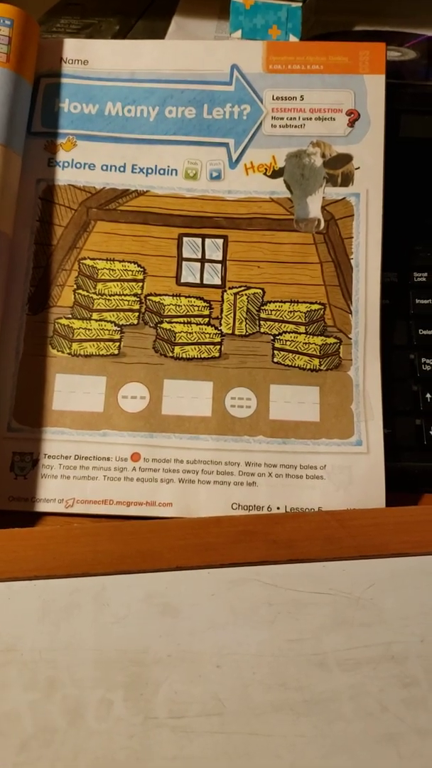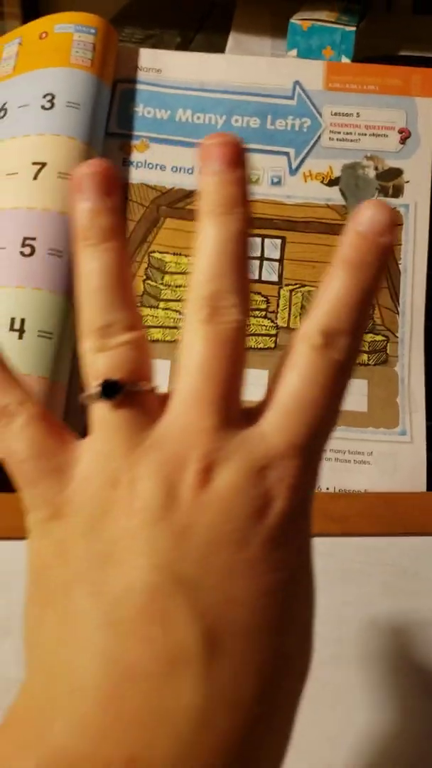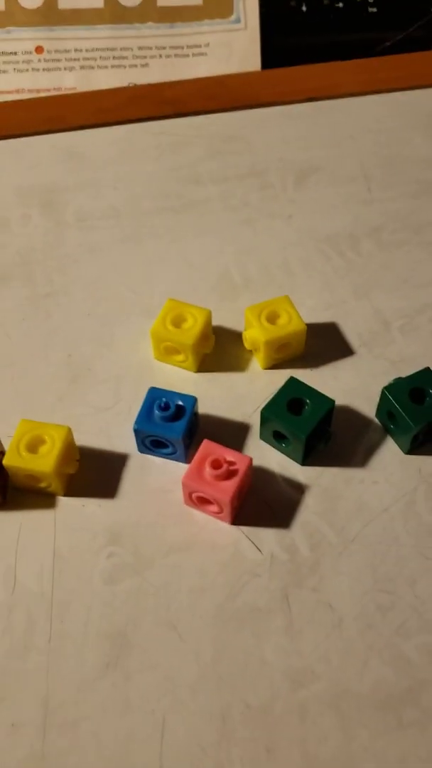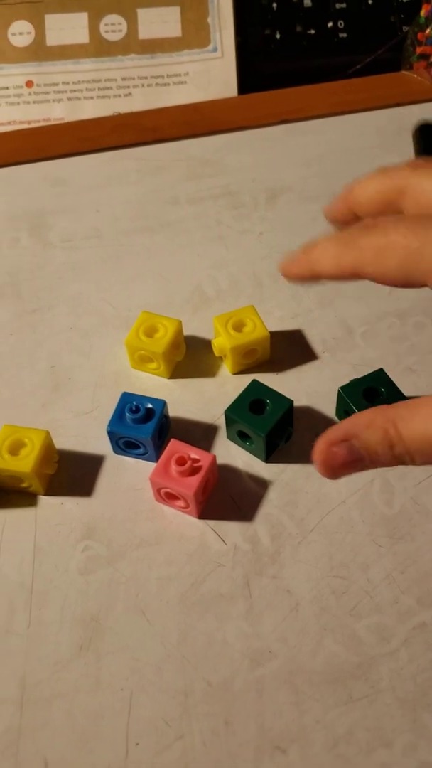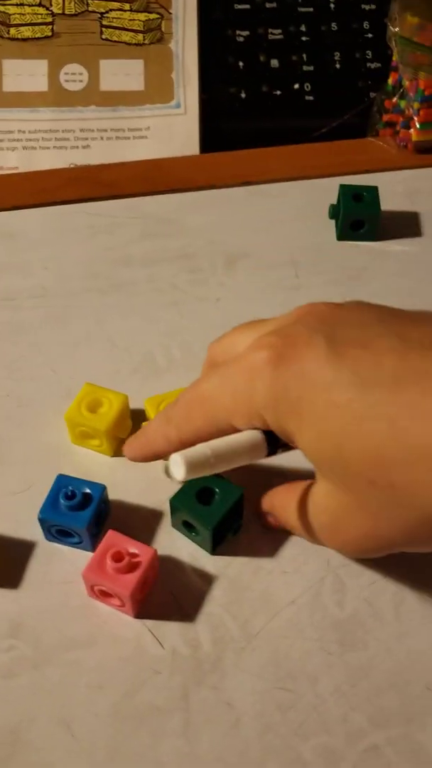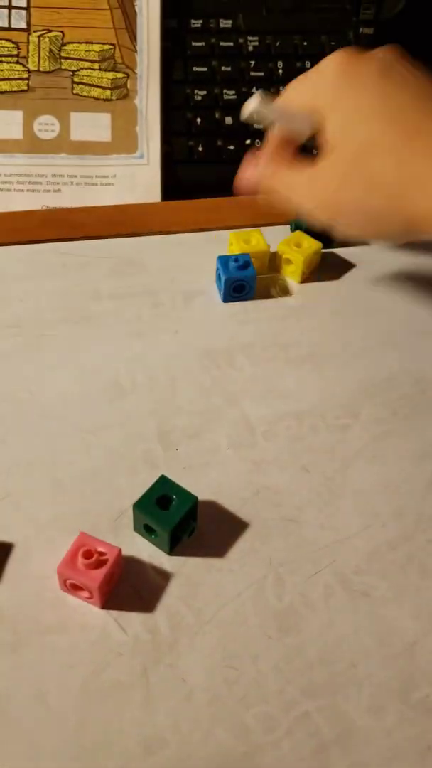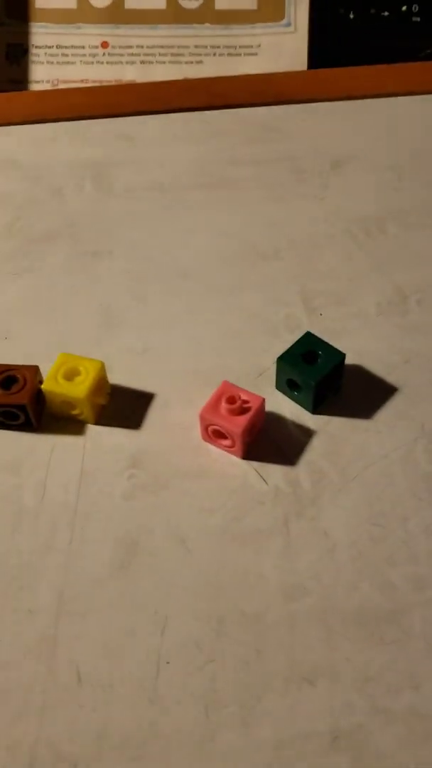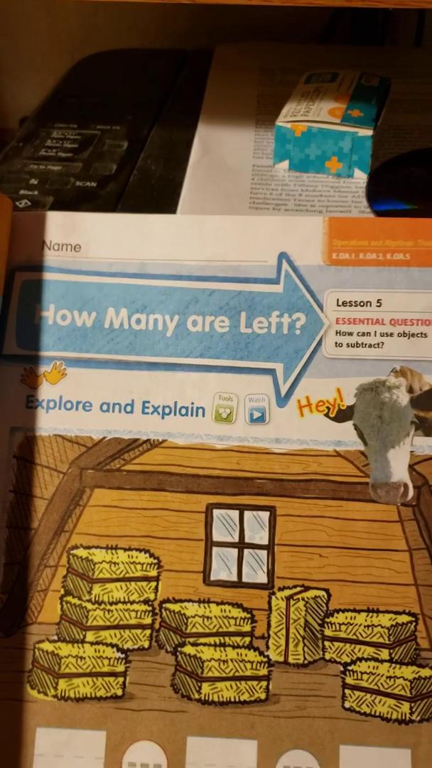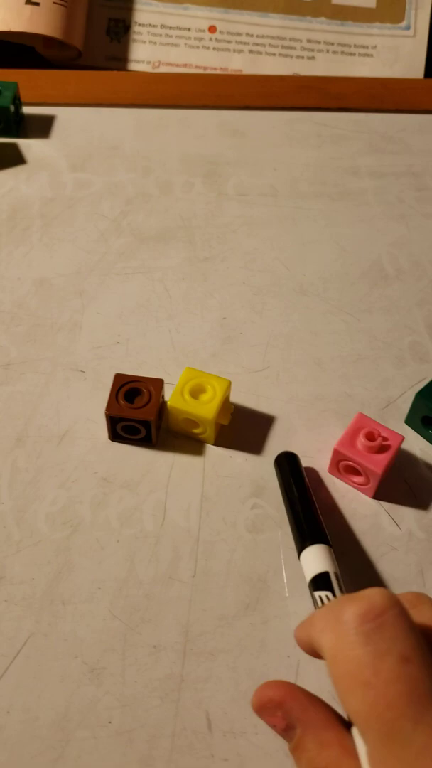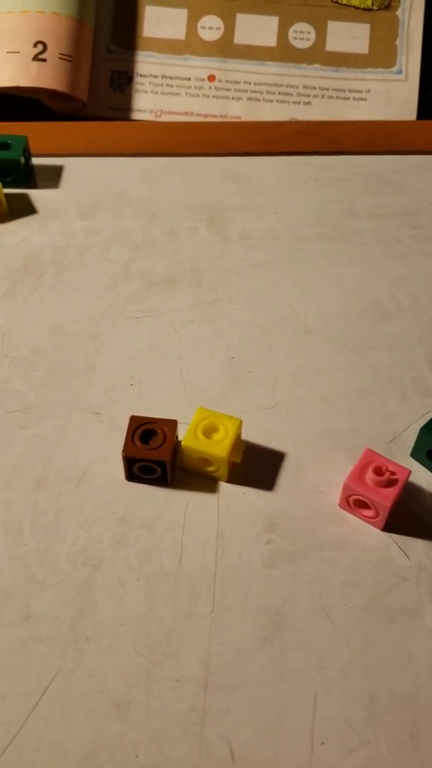Now let's read the rest of the story problem. A farmer takes away 4 bales. So that's this many. 1, 2, 3, 4. Very good. So here's my 8. Now I'm going to take away 4. Take away means subtract, minus. Put it somewhere else. It's not here anymore. So 1, 2, 3, and 4. I'm going to put those back in my other pile of the ones that I'm pulling from. So let's see how many are left. What is the difference? 1, 2, 3, 4.